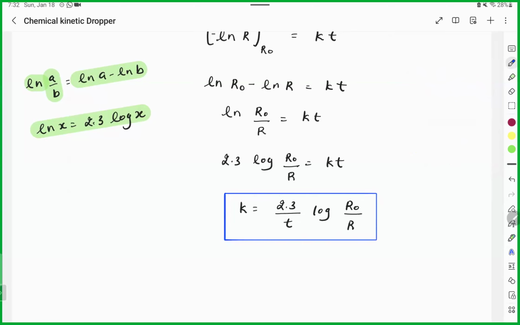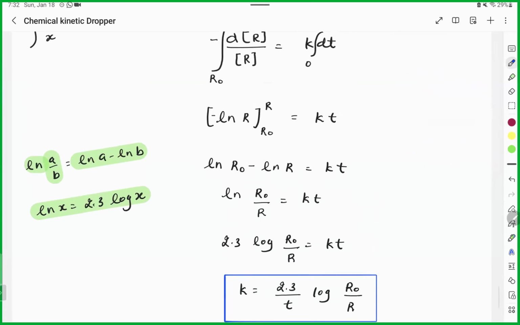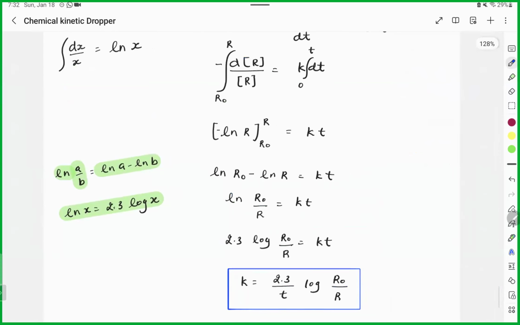This method was taught by my teacher. I tried to do the NCERT method, but I never felt comfortable. I don't know why. For me, this always looks easy. I just need to know some log formulas: the integration of dx by x is natural log x, natural log a by b is equal to natural log a minus natural log b, and natural log x is equal to 2.3 log x. Any doubt, guys?